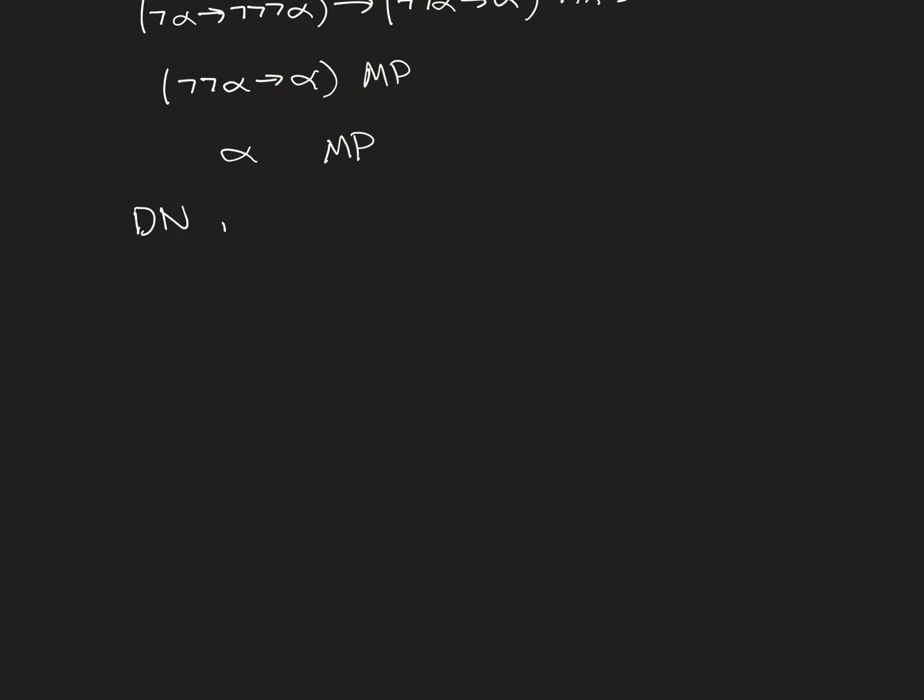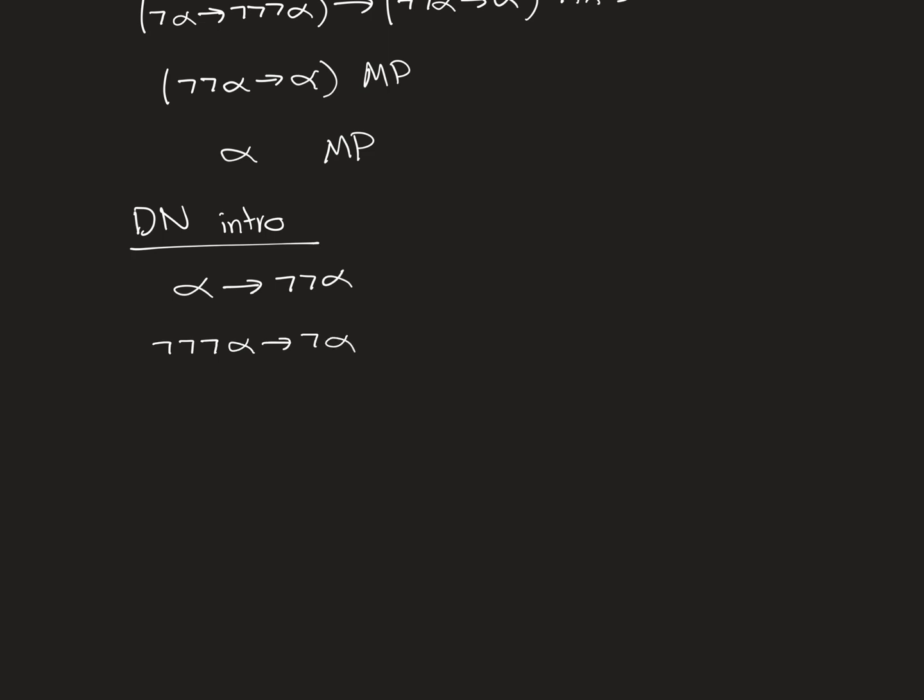Now double negation introduction, which is the opposite thing. It's that it's always true that alpha implies not not alpha. And this one I believe you just apply double negation elimination and then apply axiom 3. So we're going to use double negation elimination on not alpha. So we're going to have not not not alpha implies not alpha.